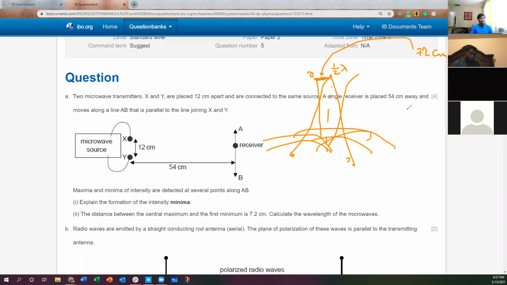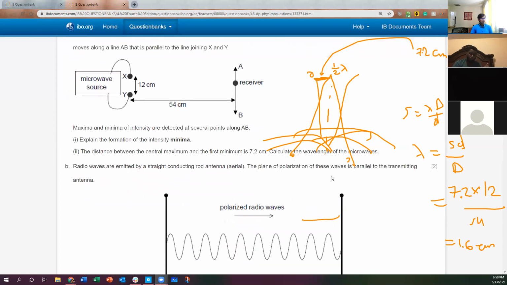s equals lambda D over d. So if s equals lambda times big D over little d, and we're trying to find lambda, then lambda equals s times little d over big D. s, they told us, was 7.2 centimeters. I'm going to leave everything in centimeters and then convert to meters at the end. So 7.2 centimeters, little d is 12 centimeters, big D is 54 centimeters. If we plug this in, we get 7.2 times 12 over 54, which is 1.6. So this is 1.6 centimeters. That would be lambda.